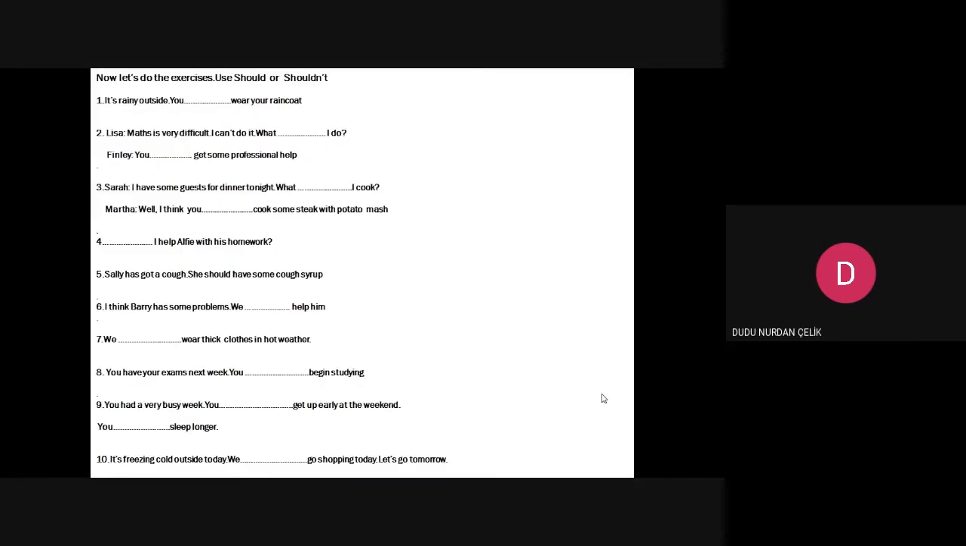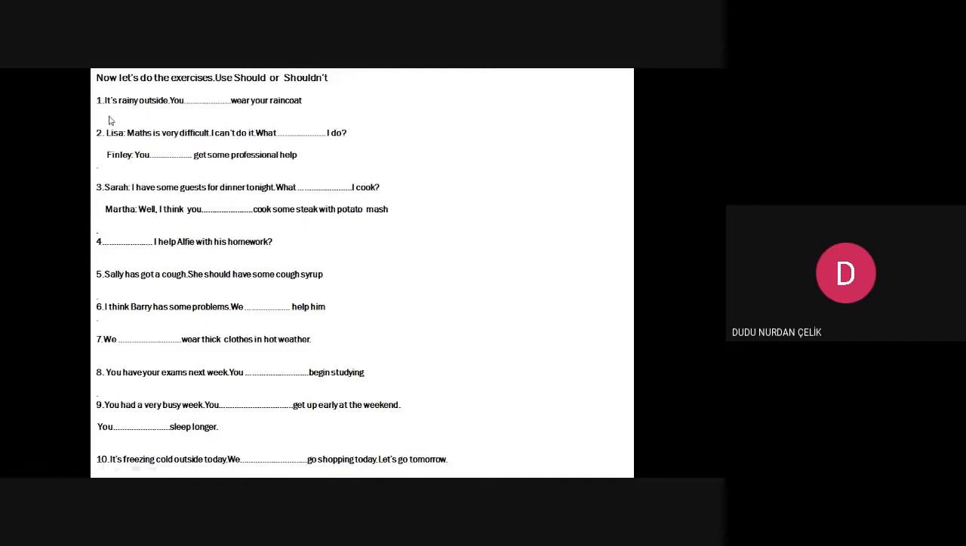On this page, we have some exercises. We're going to use should or the negative form shouldn't in the gaps. Be careful. I want you to try yourselves first. I'm going to give the answers after you. Try the first one.